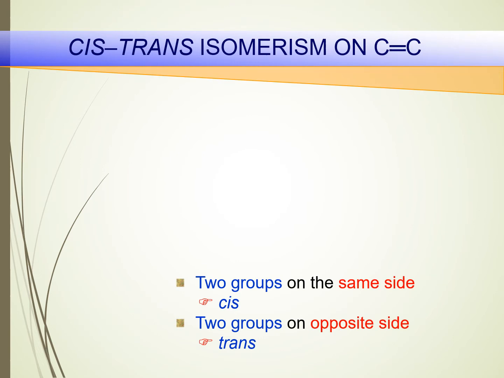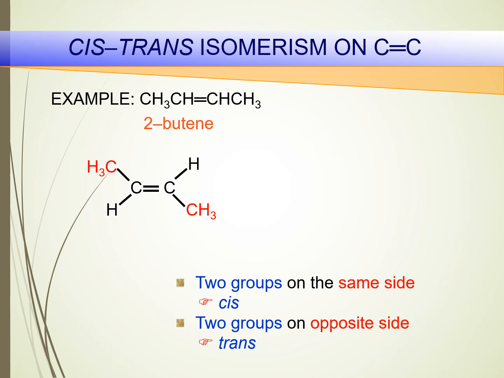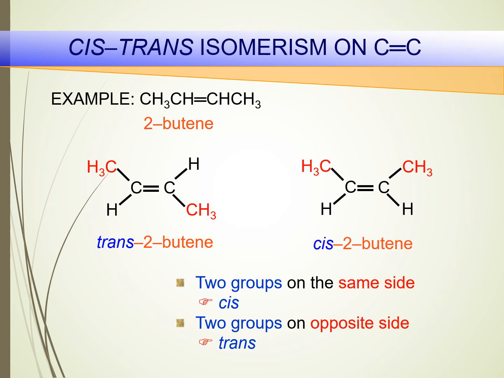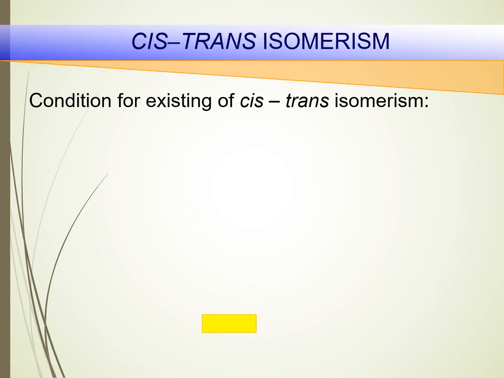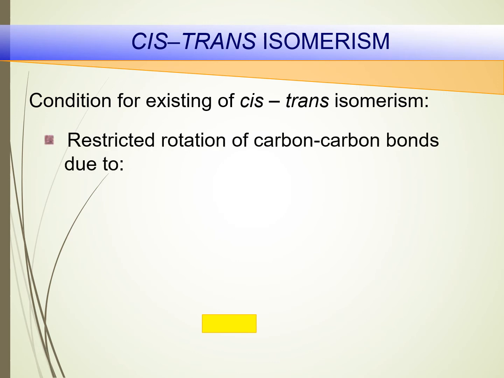Cis-trans isomers, also known as geometrical isomers. Cis and trans isomers are possible only if an alkene has two different atoms or groups of atoms attached to it. For example, 2-butene. Each unsaturated carbon has one hydrogen atom and one methyl group attached to it. Two groups present on the same side is known as the cis isomer, while if the two groups are present on opposite sides, it is known as the trans isomer. These are the two characteristics of cis and trans isomers.